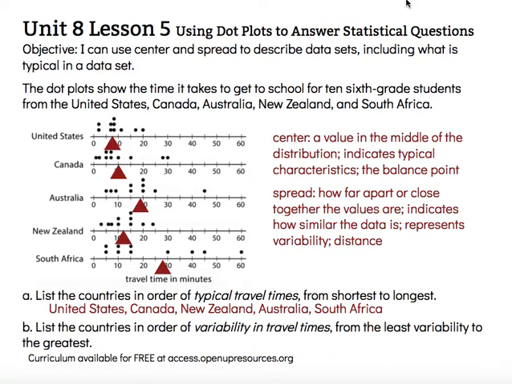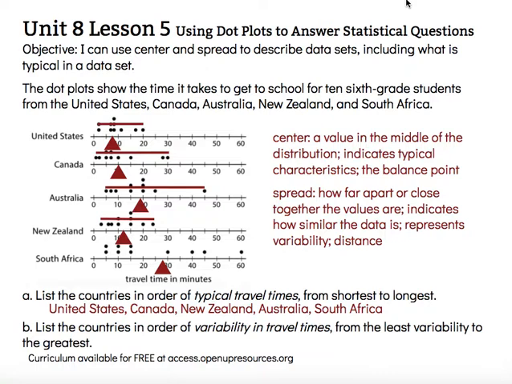This indicates how similar things are, and this shows how many different options there were as you were collecting the data. And we can measure that or compare that with distance. So I'm going to look at the distance between the shortest and longest amount of time. So I'm going to go ahead and mark those distances for each of these dot plots.